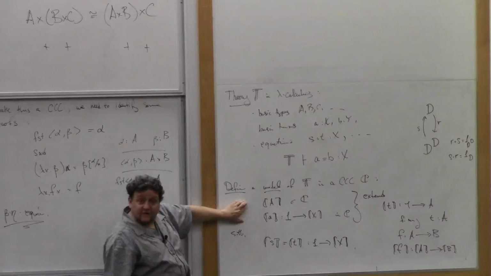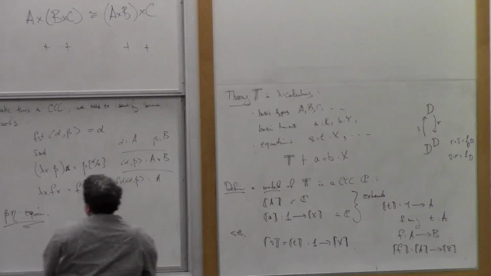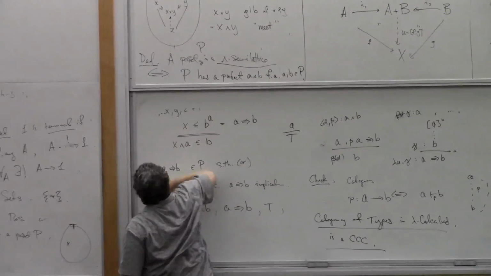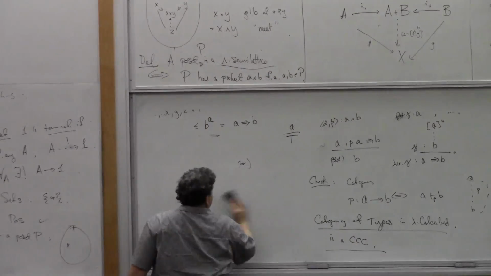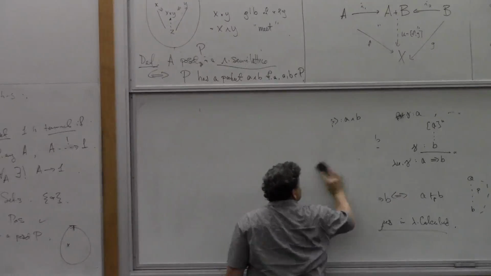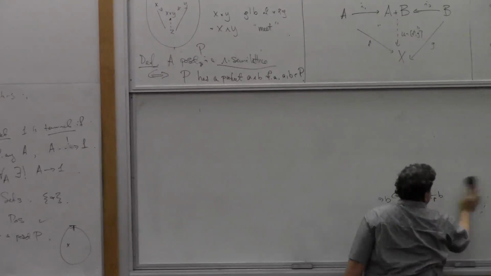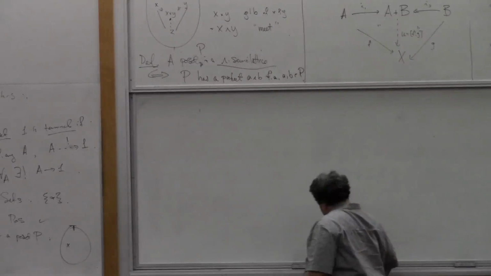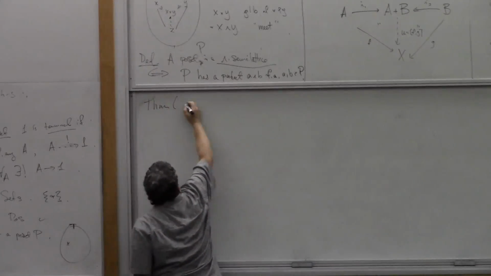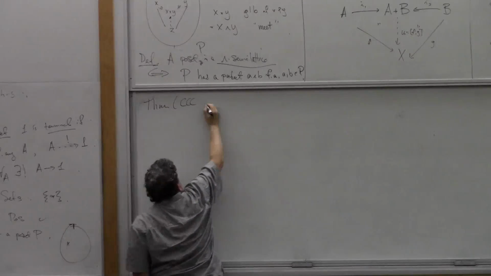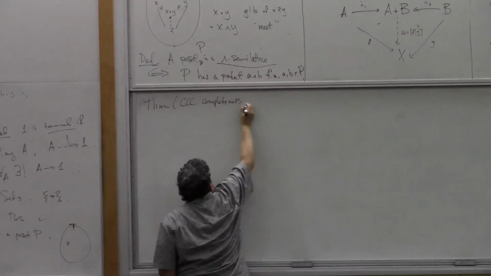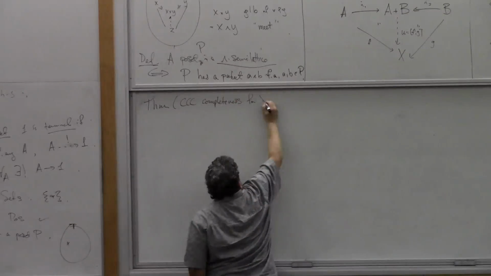And now the theorem is the completeness theorem. The theorem says, so this is something like Cartesian closed category completeness for lambda calculus.